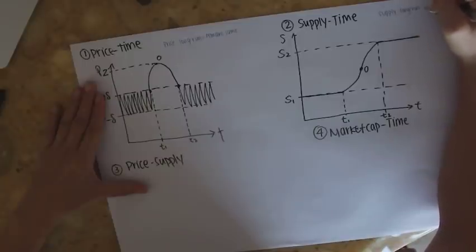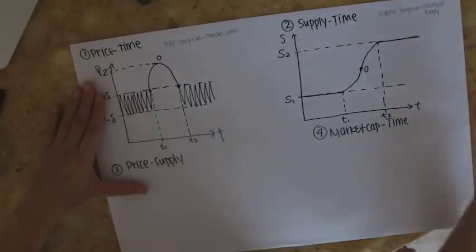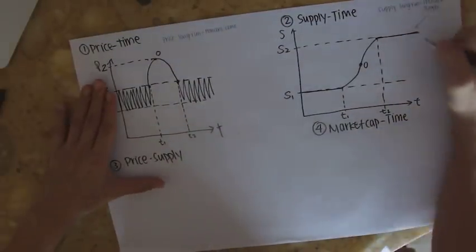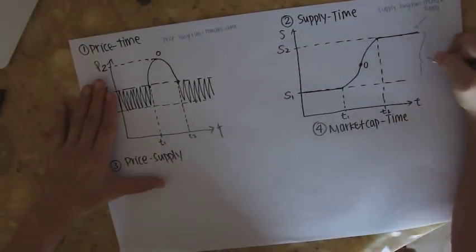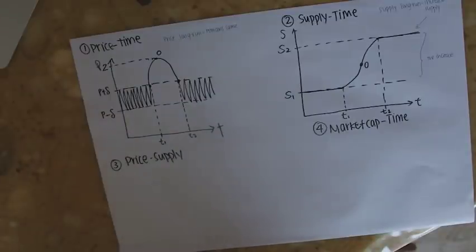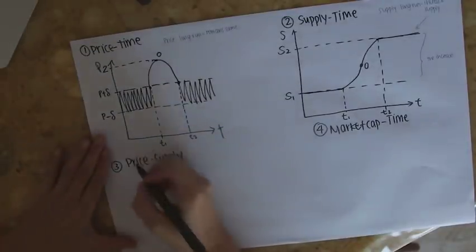In the long run, we see an increase in supply. Remember, in the long run for price versus time, the price actually remains the same. It goes back to the original amount. But in the long run, we see that the supply actually increases. So the increase can be seen as the difference between S1 and S2 on the y-axis. So that is the difference.